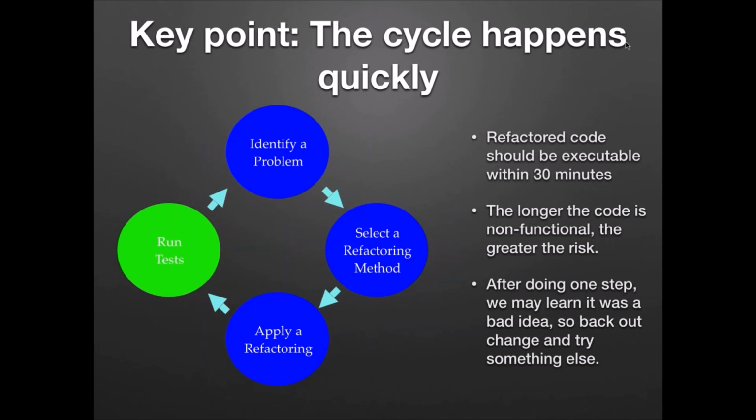So the key point is the cycle happens quickly. That means when you do a refactoring, it shouldn't look like this. Hey, I came in at 8 o'clock in the morning, I ran all my unit tests, at 8:30 I started refactoring, and the code didn't compile until 4 p.m. Okay, so that is really too slow. The cycle will take forever. At 4 p.m., when you get the code to finally recompile, maybe you made so many mistakes that you'll never be able to get the system working without spending like 2 more days.